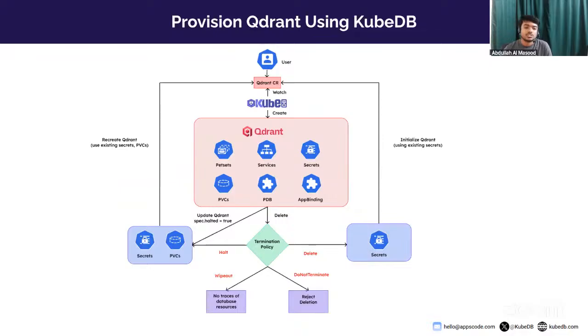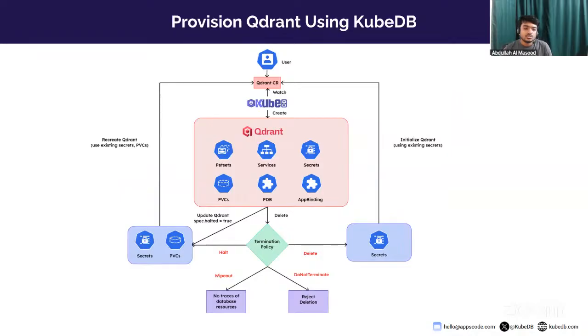This shows the Qdrant operator on Kubernetes, starting from the user applied Qdrant custom resource at the top, which the operator uses to manage a full set of resources: secrets, PVCs, PDBs, pod disruption budgets, and app bindings.